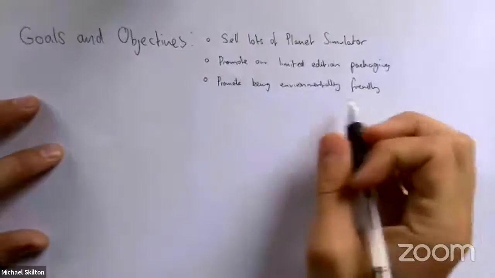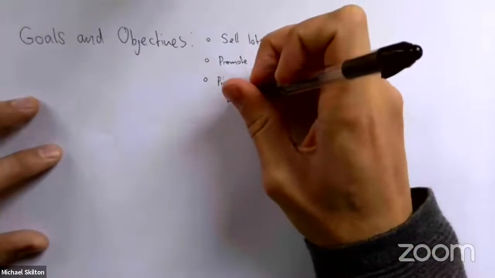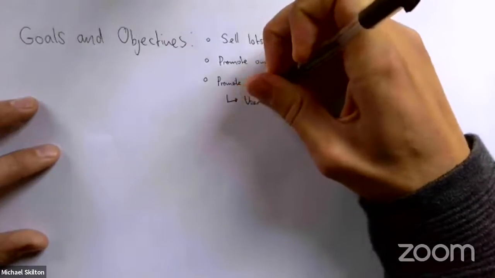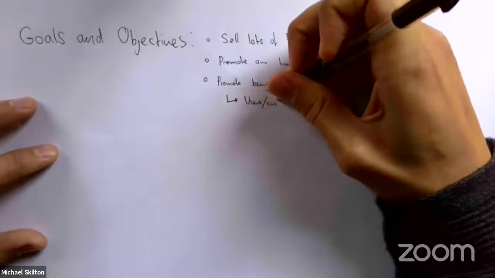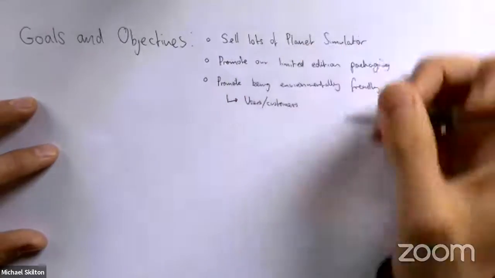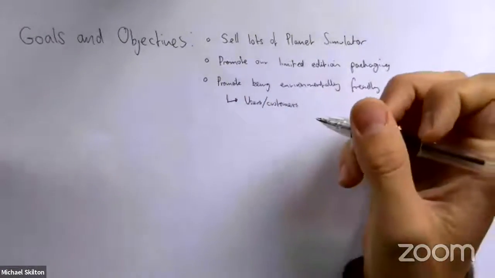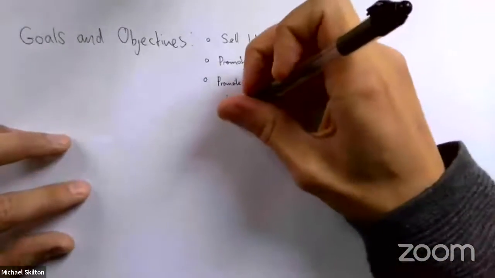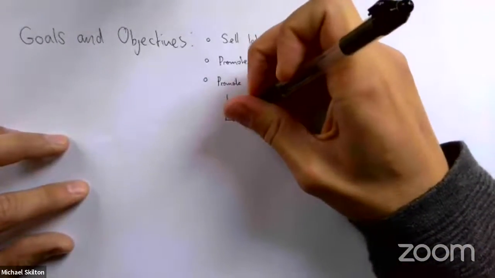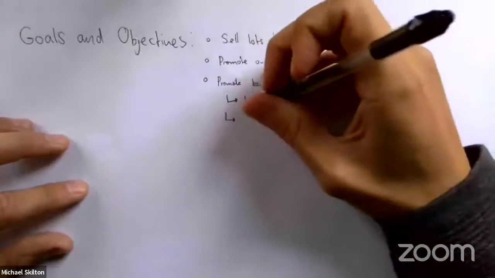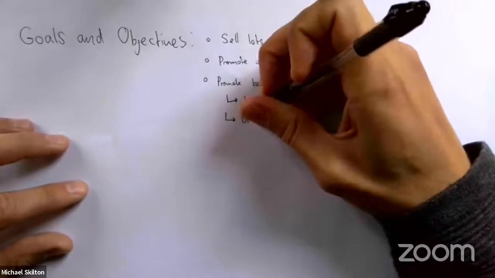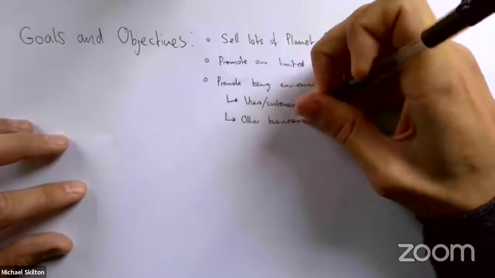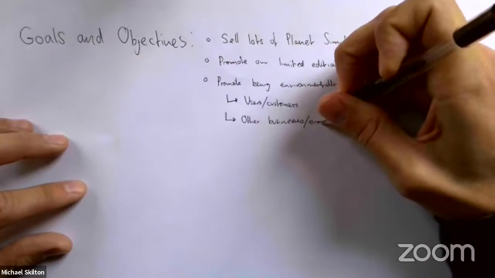There's kind of two sets of people that you want to promote being environmentally friendly to. There's your users or customers, which Sega's asked us obviously to promote to, so people can make small changes in their lives. But also, and perhaps the bigger target, is other businesses or organizations.